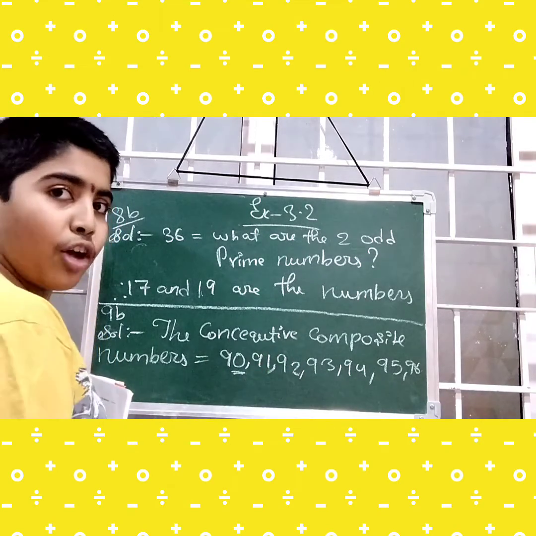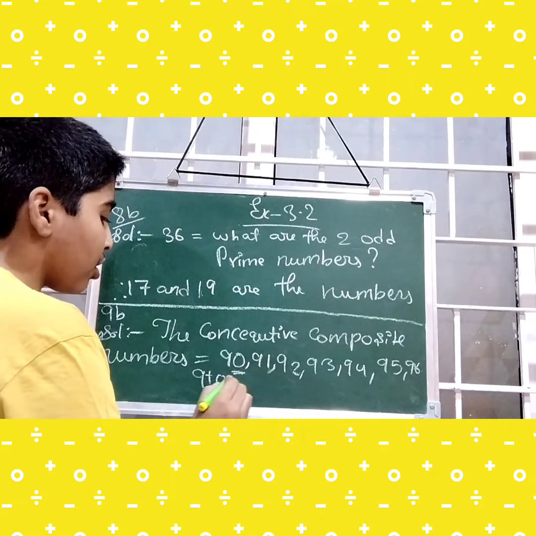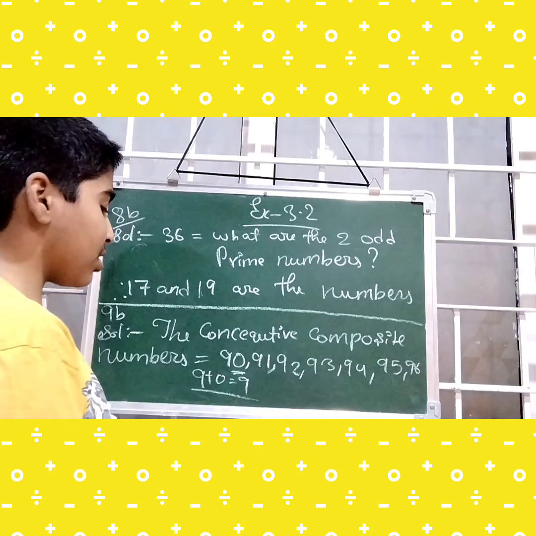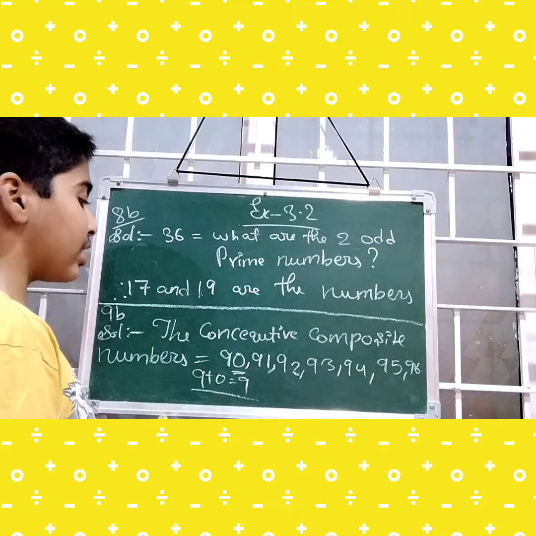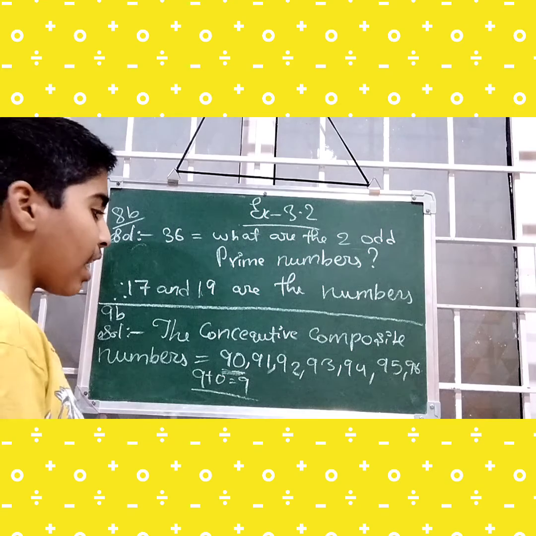Next, the divisibility rule of 3: the sum of the given digits. 9 plus 0 equals 9, and 3 threes are 9, so it works. Next, what's the divisibility rule of 4? The last two digits should be in the fourth table. Here there are only 2 digits, so we can't apply it.